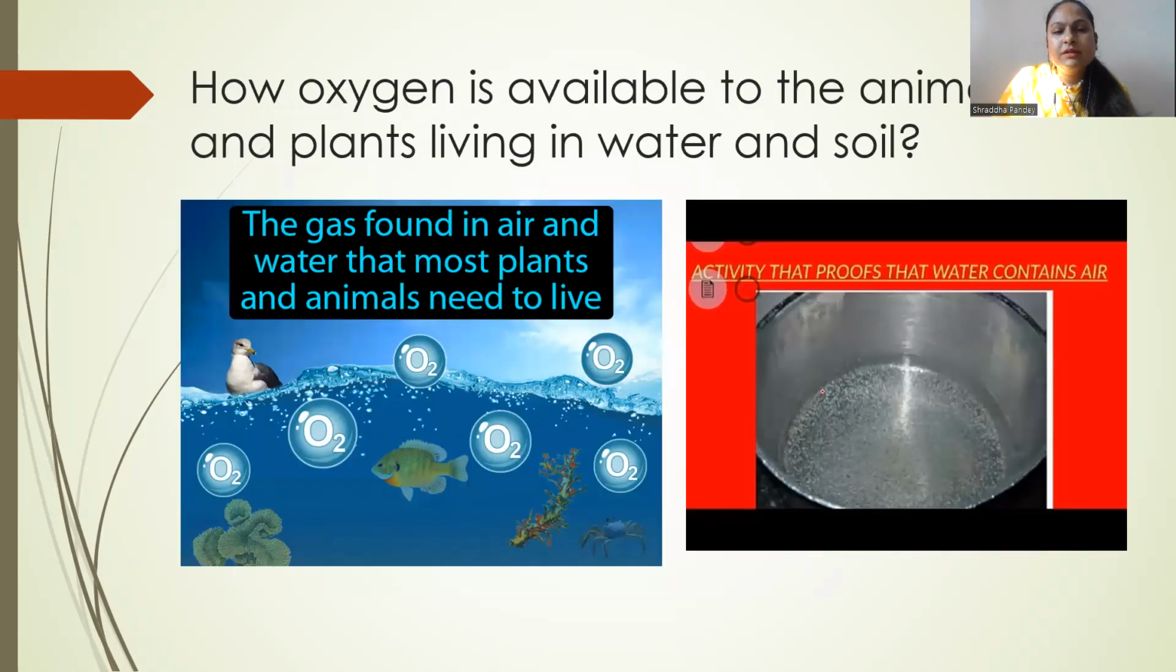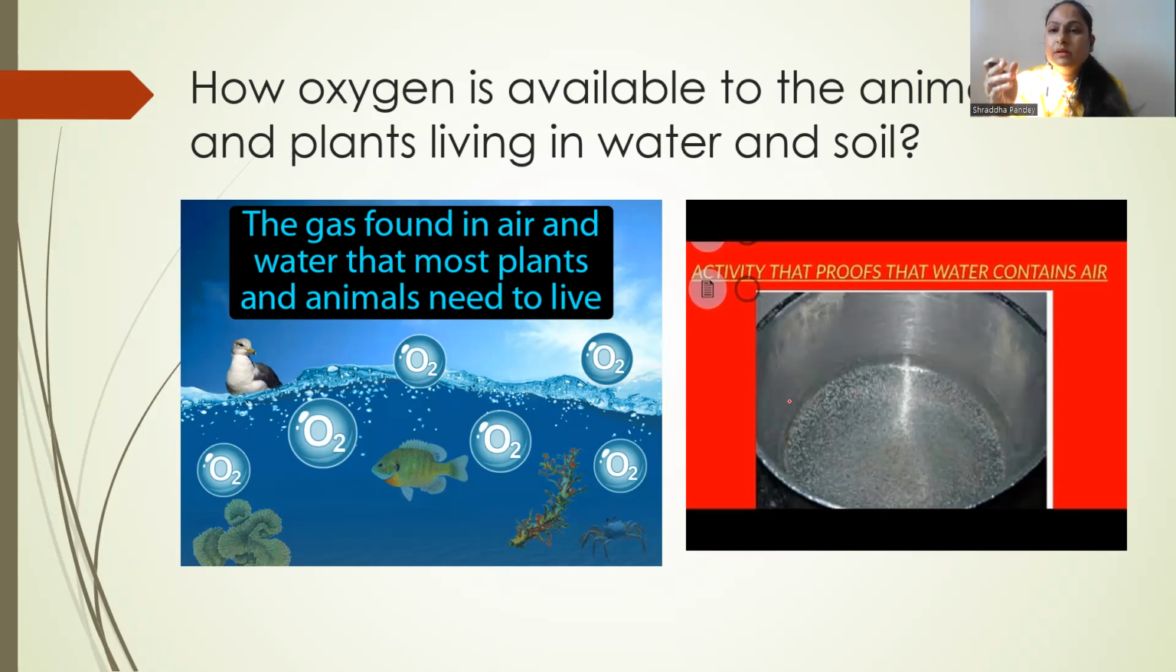Now, how is oxygen available to animals and plants living in the water and soil? First we will learn how the oxygen is available to aquatic organisms, then we will learn how oxygen is available to animals living in soil. Now you can do one activity. Take a container, put some water in it, and keep that container of water on a gas stove.